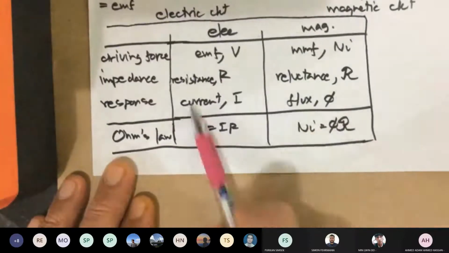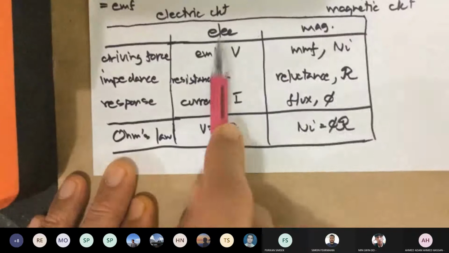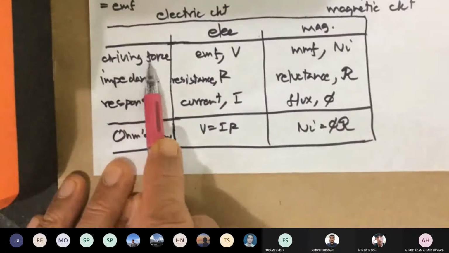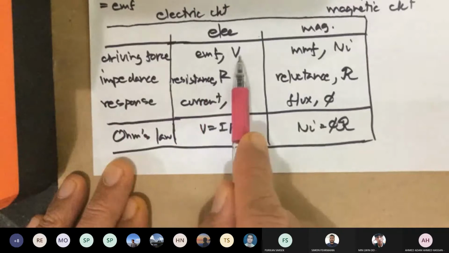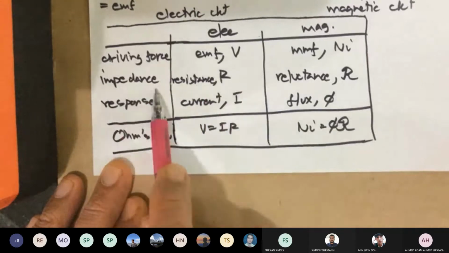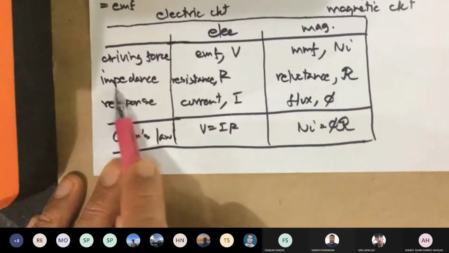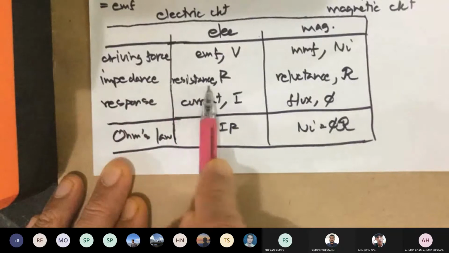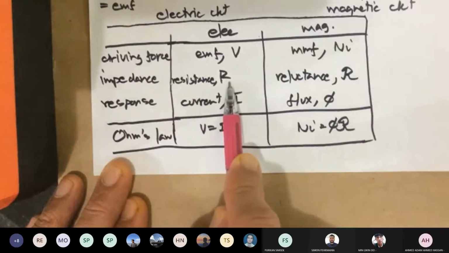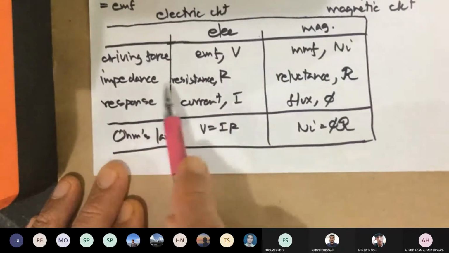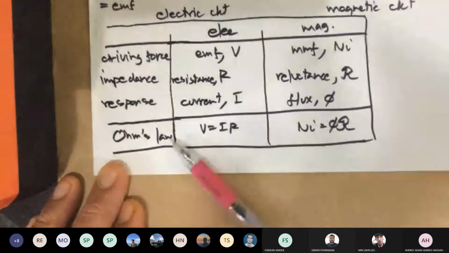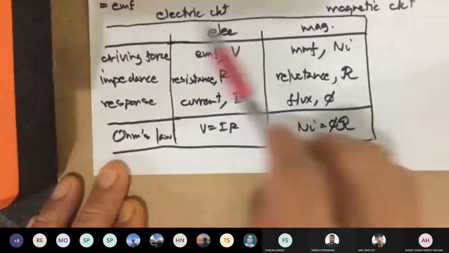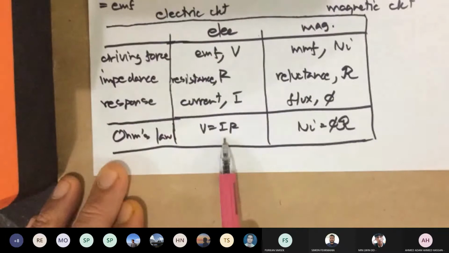So let's express this in a table manner. This is the electric circuit. We have what we call a driving force. It's like the source of your circuit. EMF, this is a voltage. The impedance of that circuit, what impedes that force, is a resistor, a resistance, R. The response from that resistance is the current, I. You know this already. This is what we got, Ohm's law.